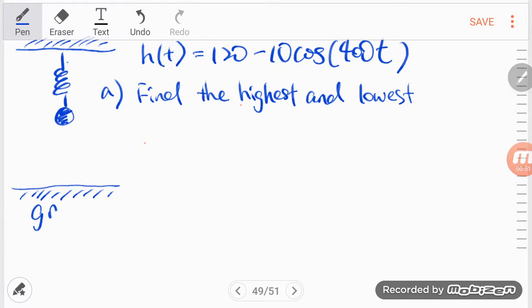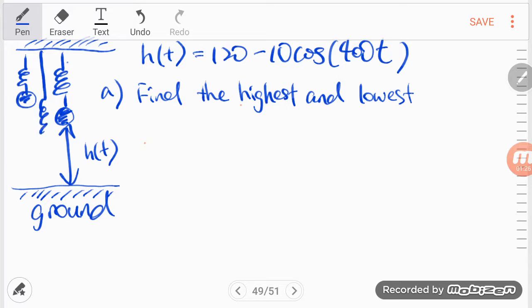this is the ground. And you see this h of t, that expression tells us how far above the ground the ball is. Okay, so that is the distance between the ball and the ground. So maybe let me make it more obvious. Maybe something like that. That could be when the ball is at the maximum height, right? So a maximum height, and this could be when the ball is at the minimum height.